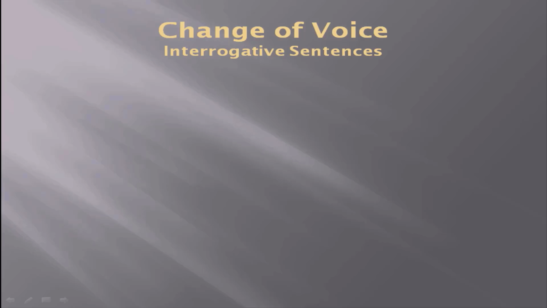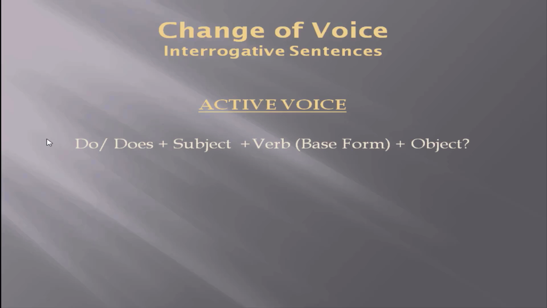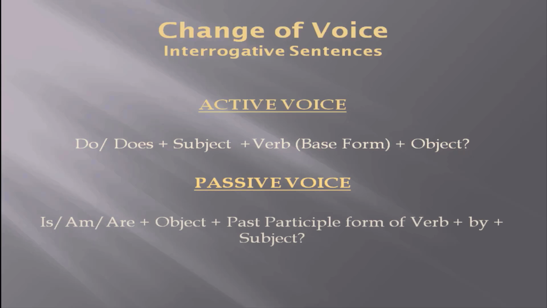Now come to the change of voice of interrogative sentences. In simple present tense, structure of interrogative sentence is as do or does plus subject plus base form of verb plus object. Structure of passive voice sentence will be as is, am, are plus object plus third form of verb plus by plus subject.